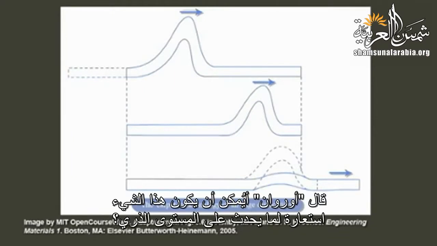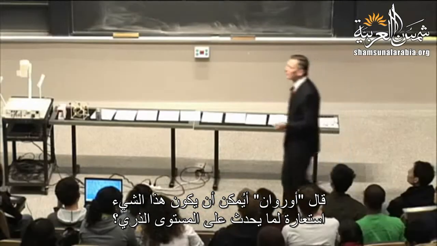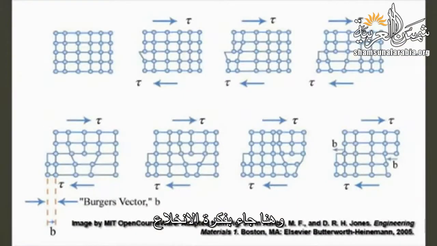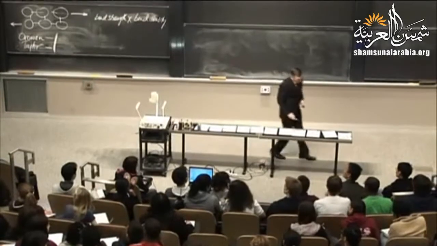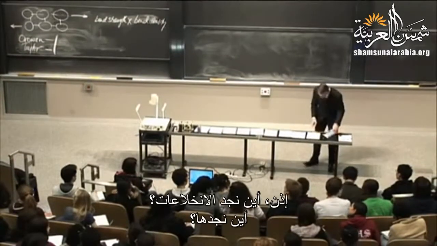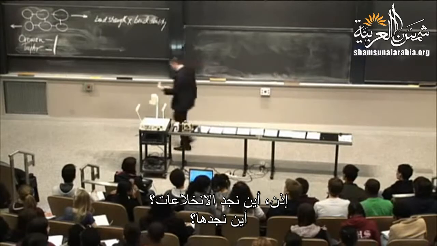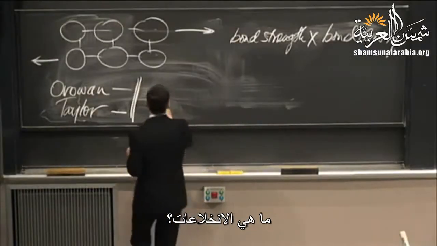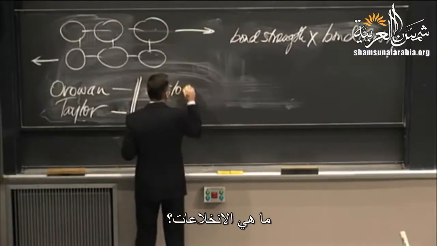Right? So Orowan said, could this be a metaphor for what's going on at the atomic level? And that's where he came up with this idea of the dislocation. So there we have it. Now, where do we find the dislocations? So what is it? The dislocation, I keep talking about it, what is it?